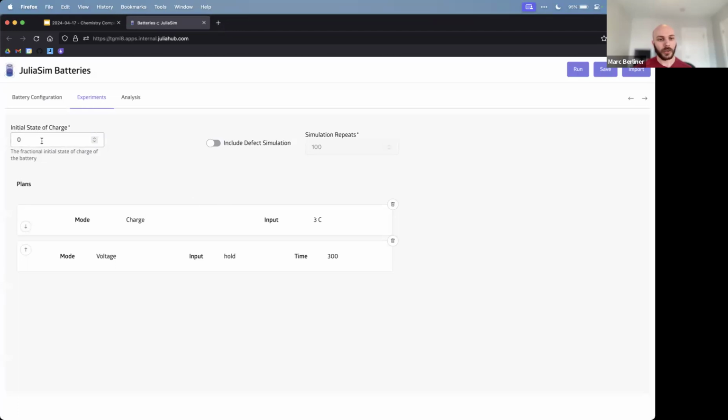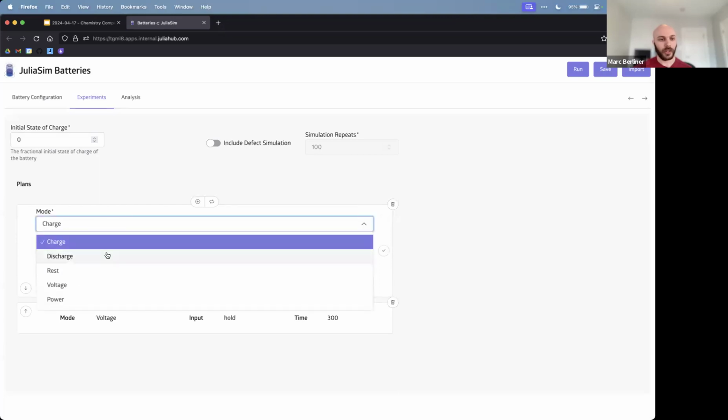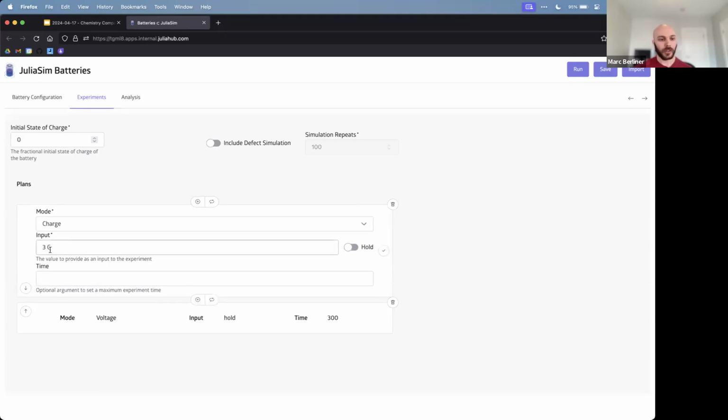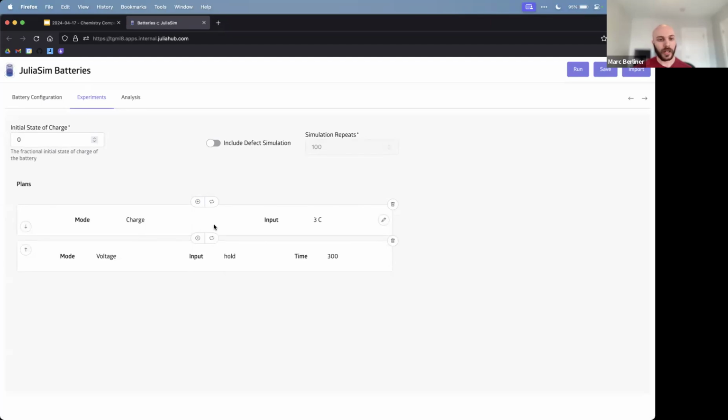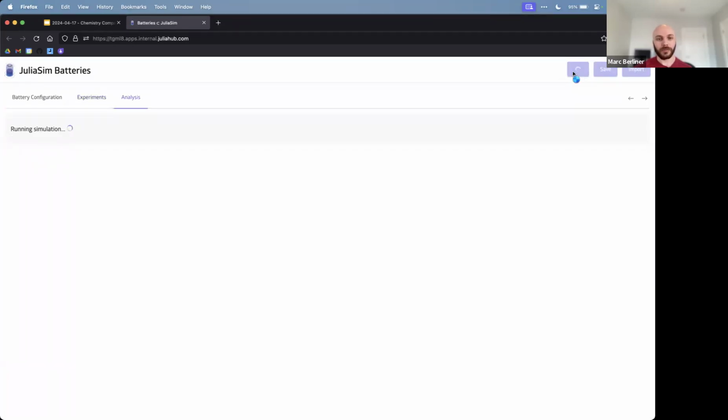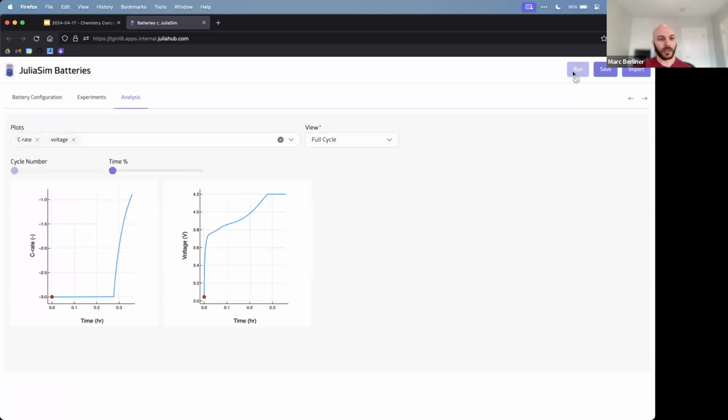We give it an initial state of charge, and we can add steps such as the charge, discharge, rest, voltage, or power simulations. So here we're starting with this 3C charge with an unknown final time. And then once we hit the maximum voltage, we enter the CV hold for 300 seconds. So we can hit the run button.